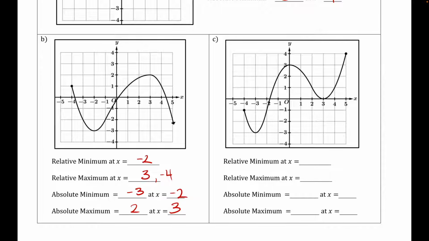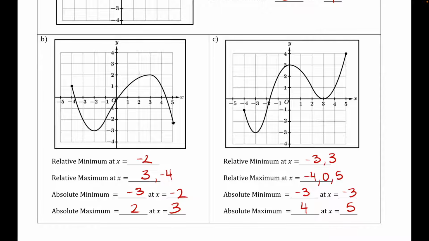Let's go to part C, relative minimum. Who wants to do this one? Okay, go. -3 and 3. -3 and +3, good. And then for relative maximum: -4, 0, and 5. Very nice. Absolute min: -3 and 3. -3 at height -3, and then for the max, 4 and 5, at the height of 4, and that happens at 5. Very nice.